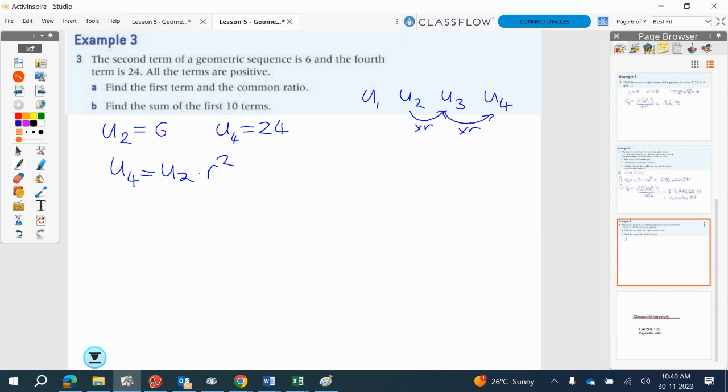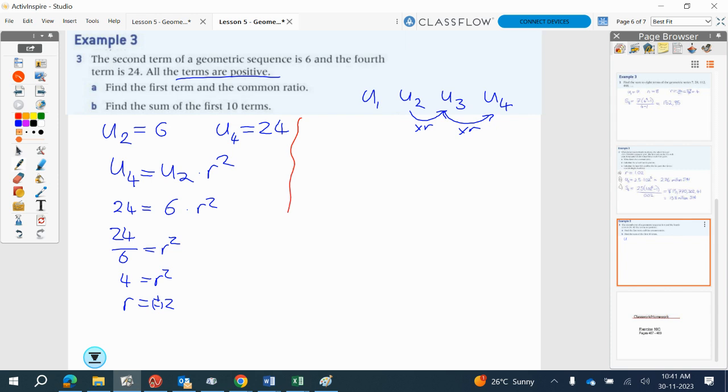So that means we've got 24 is equal to 6 times R squared. So 24 divided by 6 is R squared, which means 4 equals R squared. Meaning R equals 2. Why doesn't it equal plus and minus 2? That's because all terms are positive. It's given to us in the question. If it didn't say this, we would have 2 answers, but it does, so we only get 1.